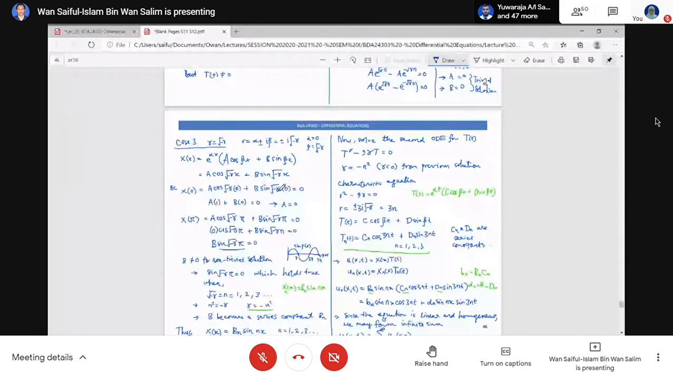Now, let's find what b is. So we use the second boundary condition, where x is equal to pi. Alright, and a, already known, is equal to 0. So therefore we can cross this out, and we're left with b sine square root of minus gamma pi equals to 0. Alright, we have this here.